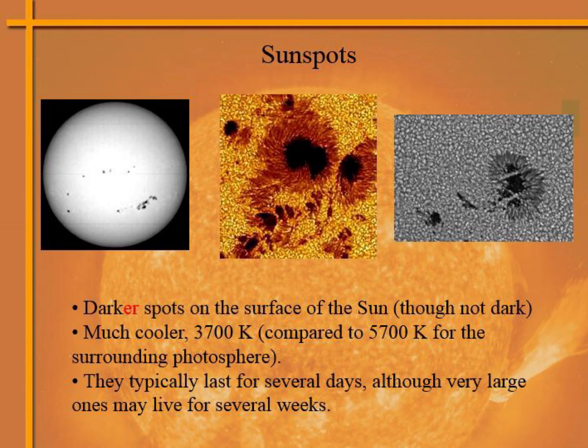Note that cooler doesn't mean cool. They are still incredibly hot, just not as hot as the rest of the sun. They can live for a few days up to several weeks. Much like shadows created in eclipses, the darkest center part of the sunspot is called the umbra, and the lighter shadow around it is called the penumbra.